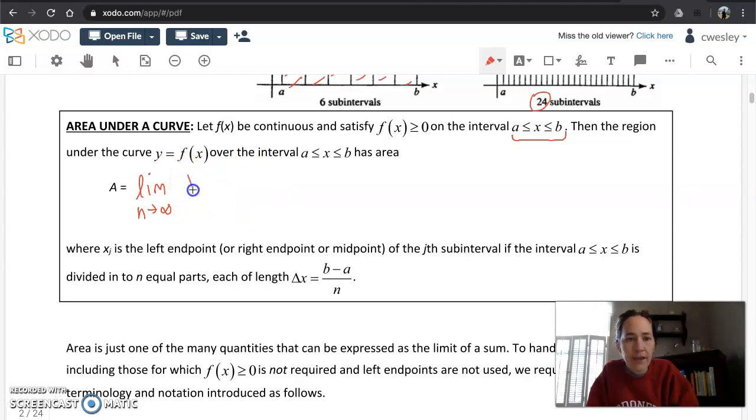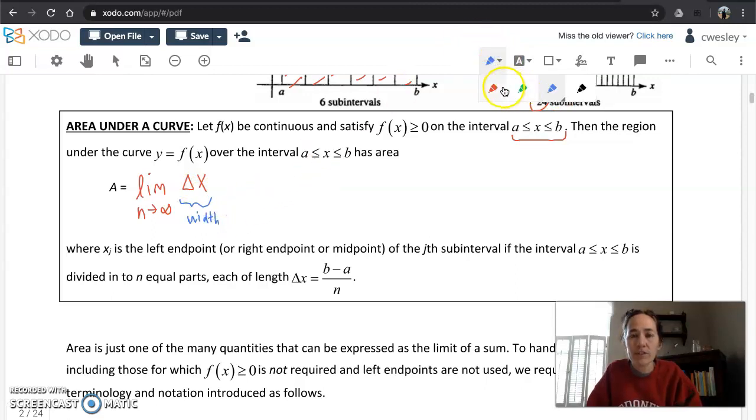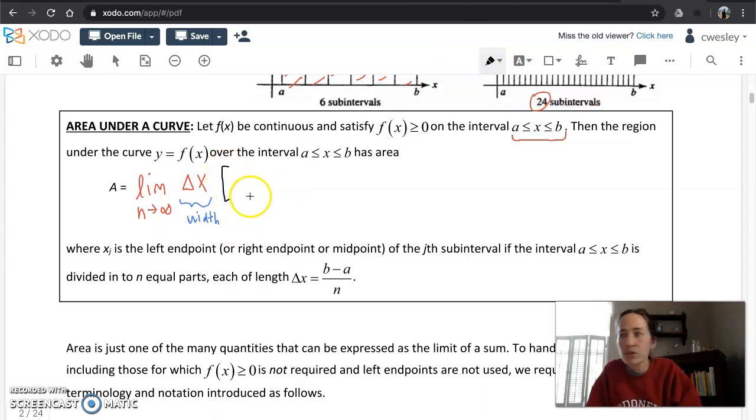We were multiplying a width of each rectangle. So the delta x, I'm going to call the width of each rectangle. Rectangle width times the sum of all the heights, right? The sum of all the lengths, since we know that rectangle area is length times width. And how do we get the lengths? Well, we use the original function. We plugged in f of each endpoint there.